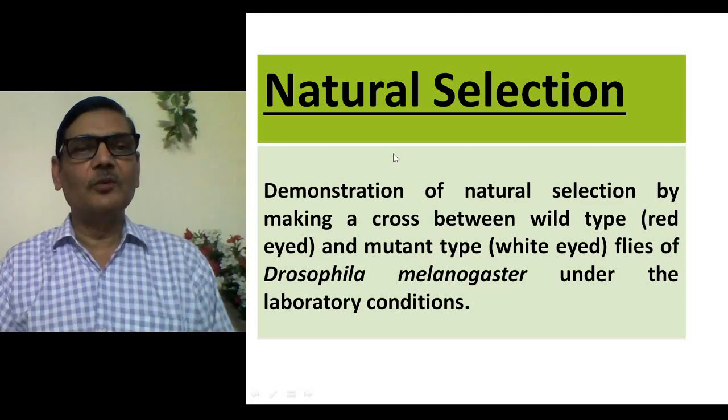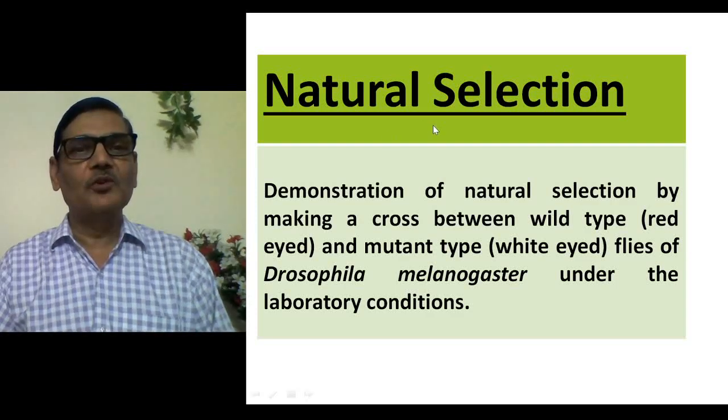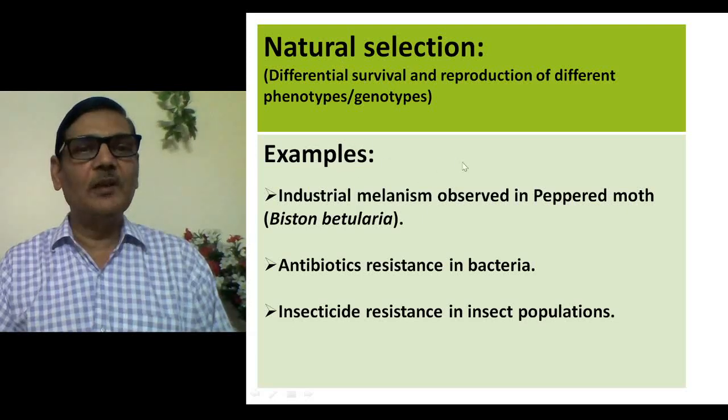conditions. So it is an experiment which is demonstrated to all the students of UG and PG classes, and they really enjoy this subject because it gives a very good idea of how natural selection operates against certain types and favors some other types. So before I explain this specific experiment, we should be acquainted that natural selection actually deals with the differential survival and reproduction of different phenotypes or different genotypes.